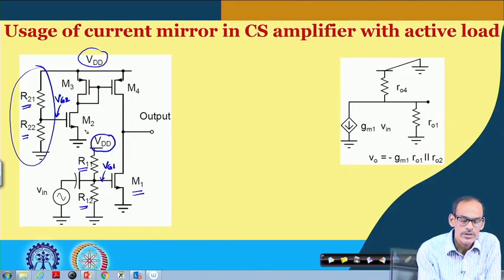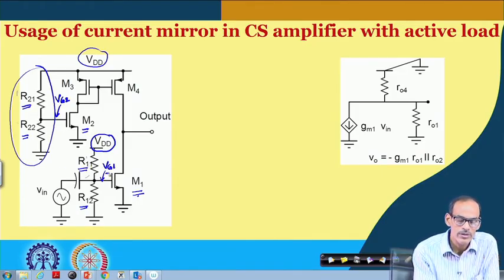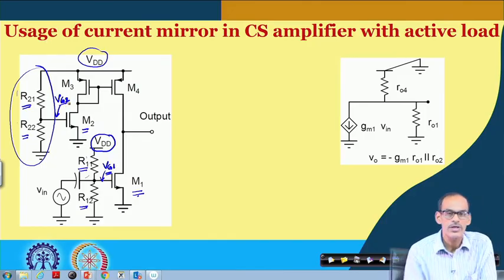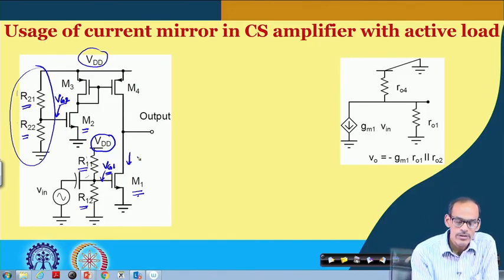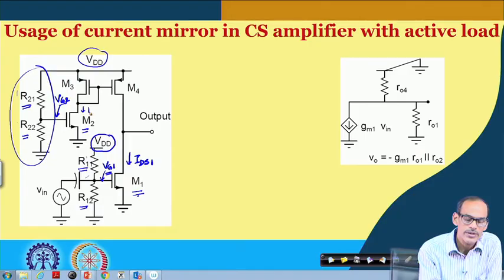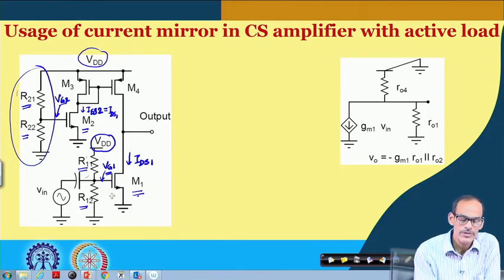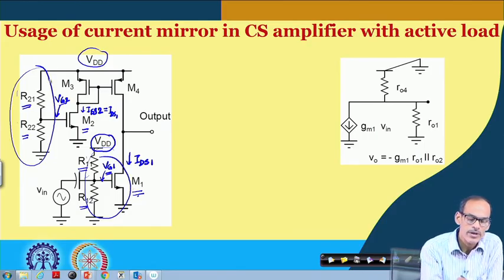Now, if we consider these two transistors M1 and M2 to be identical, and if this potential divider and this potential divider are identical, providing equal gate voltage, then we can say IDS of transistor 1 equals IDS of transistor 2. So, we can say IDS 2 equals IDS 1, assuming that DC-wise this part and this part are identical.